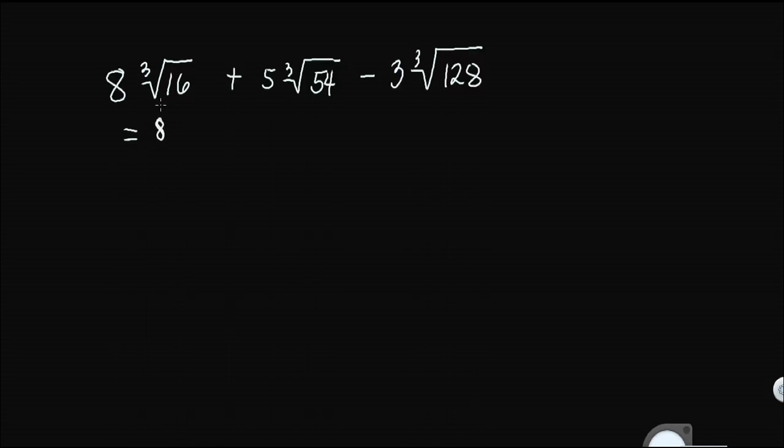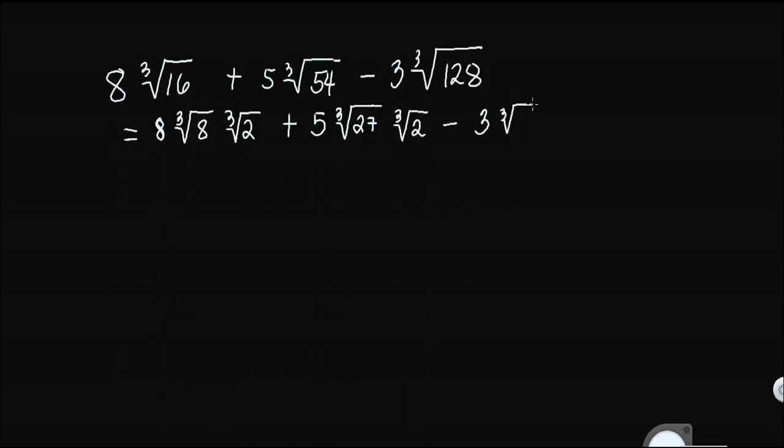So, equals yan sa 8 times cube root of, I think 8 goes to 16. So, 16 divided by 8 is cube root of 2. 8 is a perfect cube number. Plus 5 times cube root of 54. I think 27 goes to 54. So 54 divided by 27 is cube root of 2. Minus 3 cube root of 128. So, 64 goes to 128. 64 is a perfect cube number. 128 divided by 64 is 2.